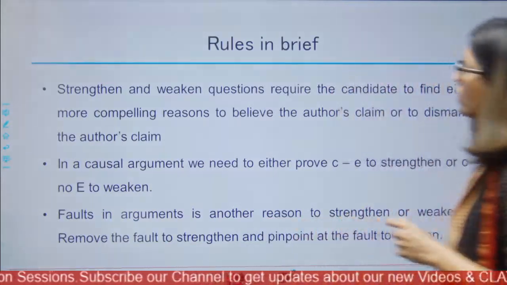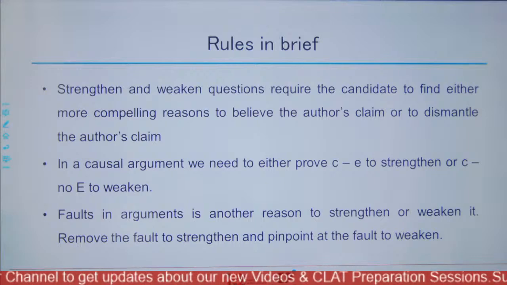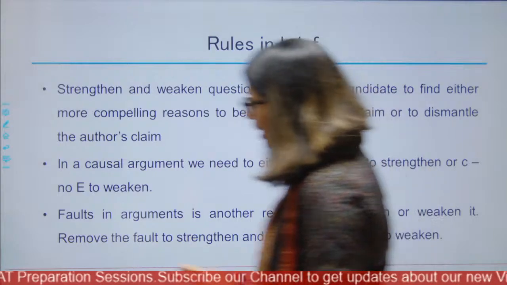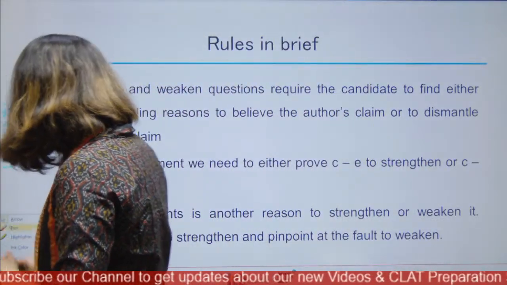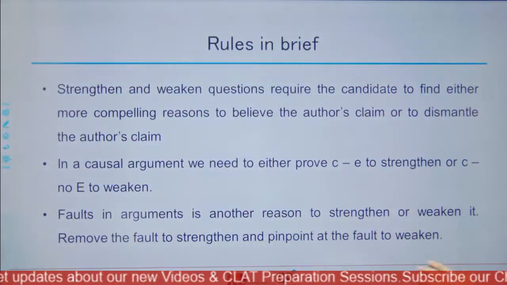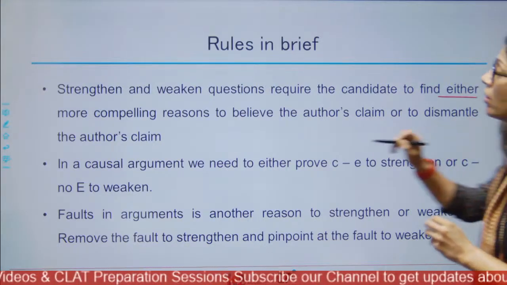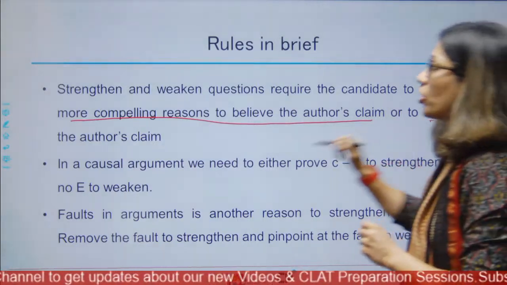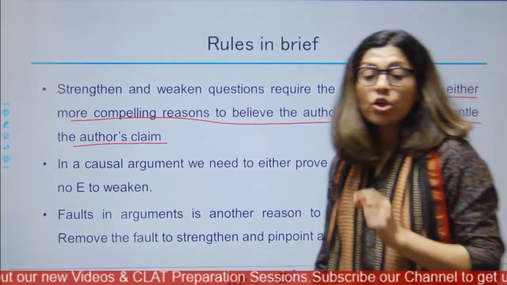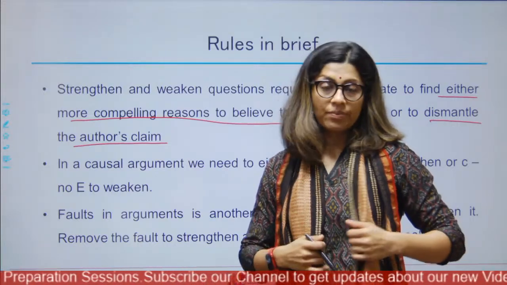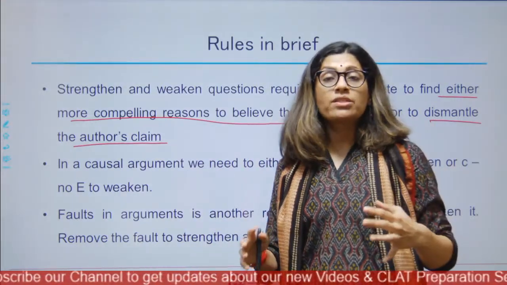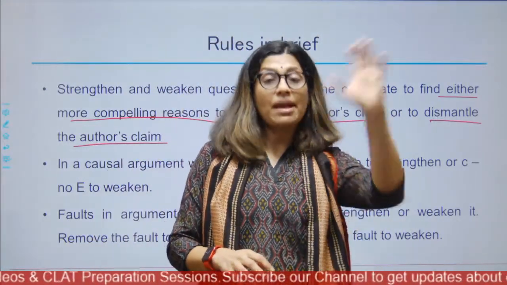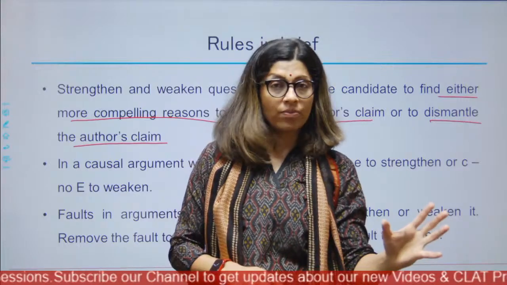So I'll quickly take you to rules in brief. In strengthen and weaken, the candidate has to find either more compelling reasons to believe the author's claim, or you have to dismantle the author's claim. Dismantle means you have to challenge it. That means in the options, after reading the argument, you have to decide, okay, if I'm strengthening it, let me look for another reason or a better reason.